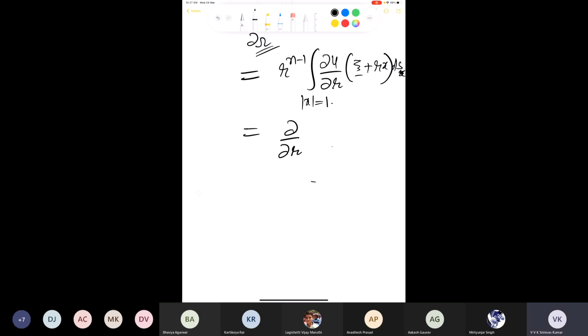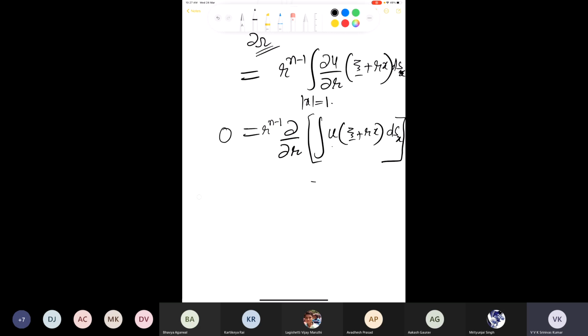Of the integral of u(ξ + rx) dsx. This is the differentiation with respect to r, of course, where we have r to the power n minus 1. So from here, what we are concluding is that this is equal to 0. The left hand side is 0.